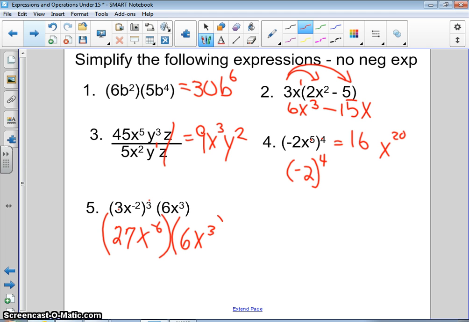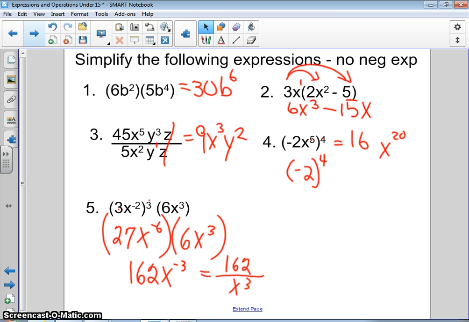And we still have the 6x cubed for the second part. Now I have no idea what 27 times 6 is, so I'll check my calculator out and I get 162. So 162 is my number part. And then I've got x to the negative 6 times x to the 3rd. When you multiply things with exponents, they get added together. Negative 6 plus 3 is negative 3. I'm almost done. I'm not allowed to have a negative exponent, so it's going to move to the other side of the fraction and become positive. So my final answer is 162 over x cubed.